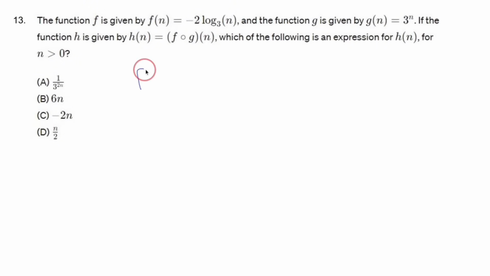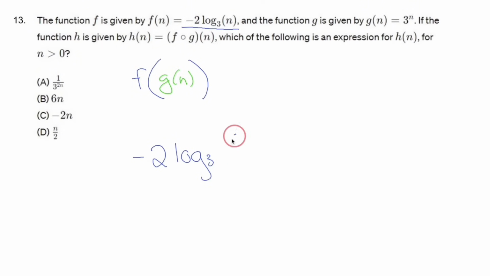So I prefer to write this out as f of g of n. Okay, that's how I like to do it. And if you prefer the f-circle-g looking thing, well then good for you. What you do with this is you start out with f, and f is -2 log base 3 of n. You write out all of f and leave a nice big blank space for where n is. You replace that n with whatever g of n is, and g of n is 3 to the nth power.